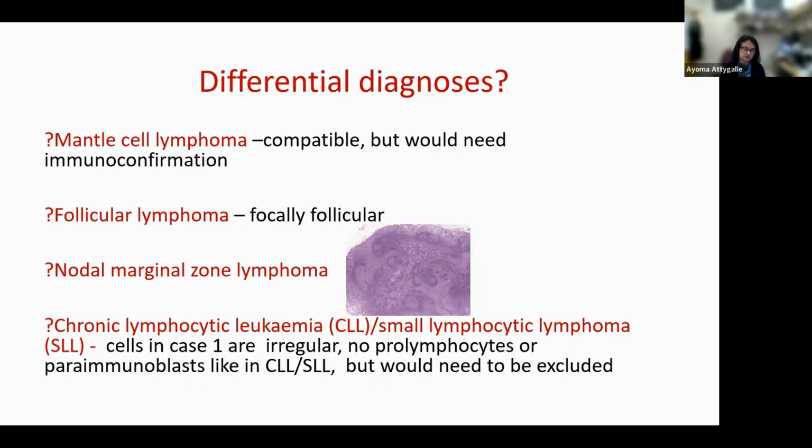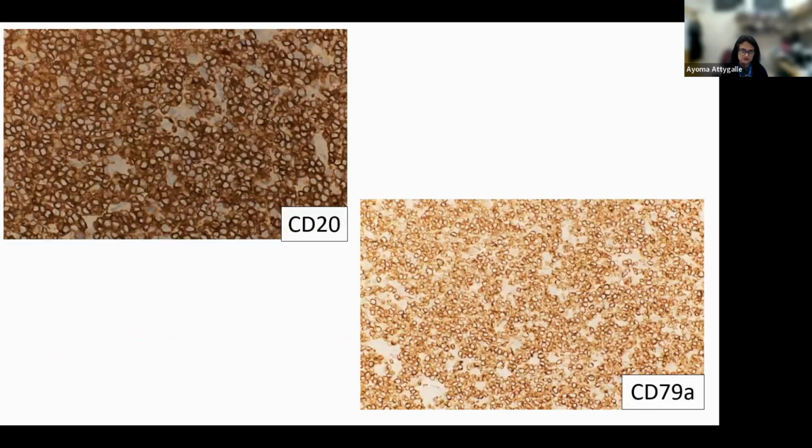Then small chronic lymphocytic leukemia and small lymphocytic lymphoma. The cells in this current case have very irregular nuclear contours. So they are indented with fish mouth. Now that appearance is very unusual to see in a CLL/SLL. And I will show a case to come, but they also have an admixture of what you call prolymphocytes and paraimmunoblasts. And this is not seen in this case. But certainly in some cases, it is not possible, especially in cases where the fixation is not very good.